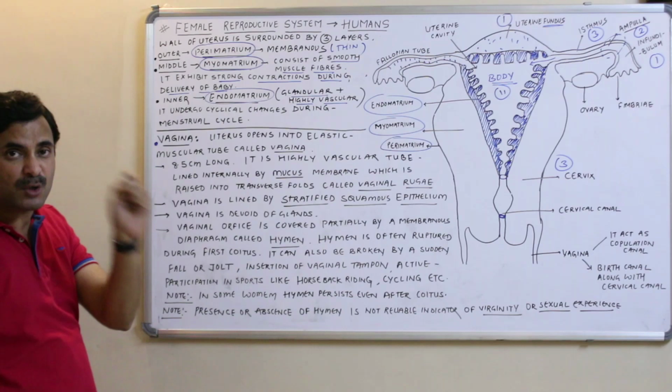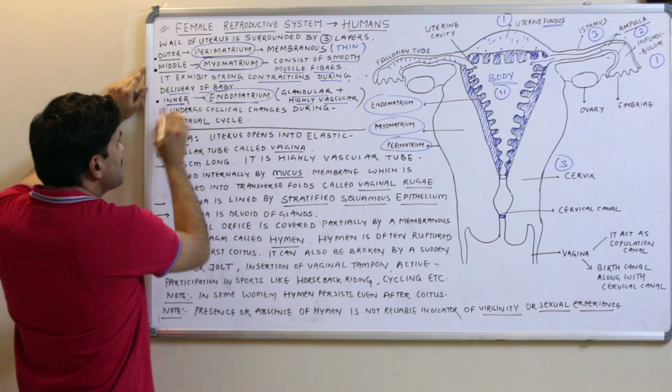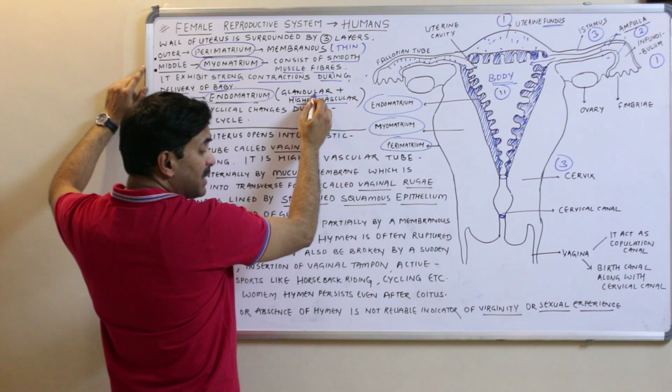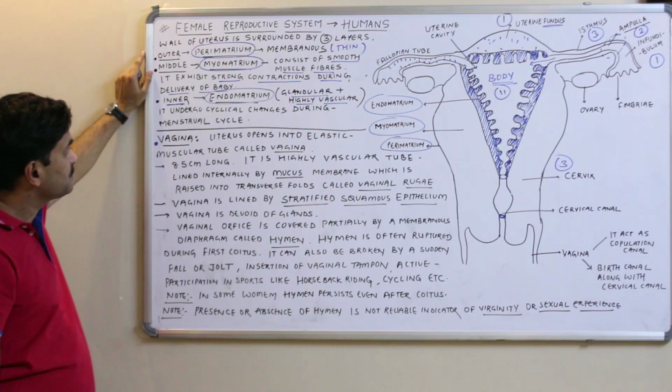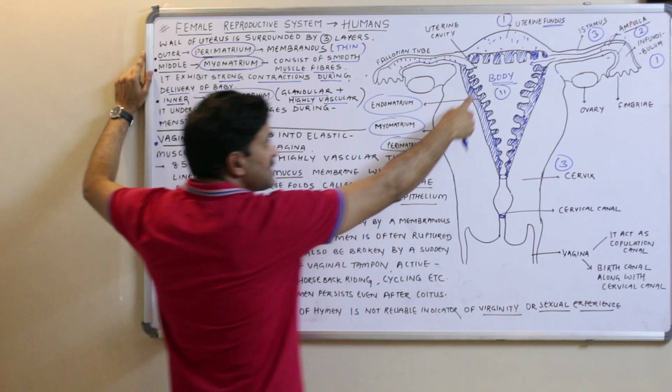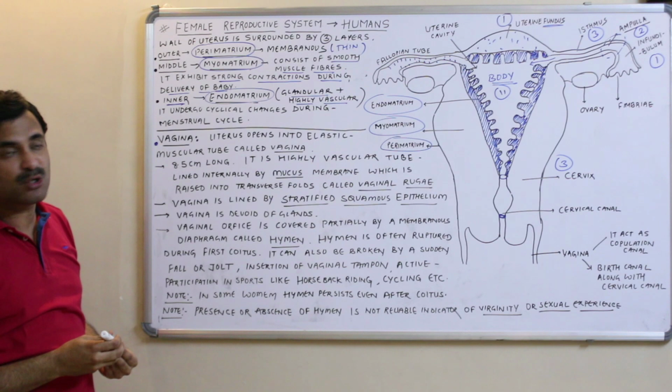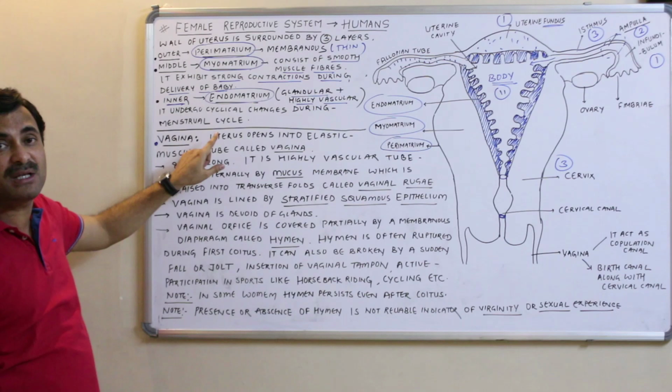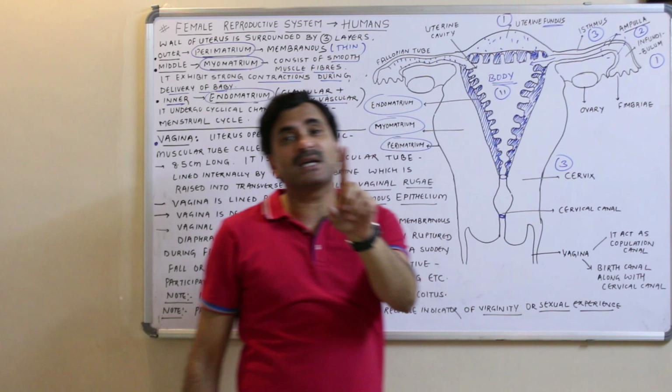And the most important layer, the inner layer, is known as the endometrium. It is highly vascular and glandular. This layer is the most important layer, lining the cavity of the uterus. And this layer undergoes cyclical changes during the menstrual cycle. What are these very important cyclical changes? That we'll be studying in the menstrual cycle topic. It undergoes many cyclical changes during the menstrual cycle.